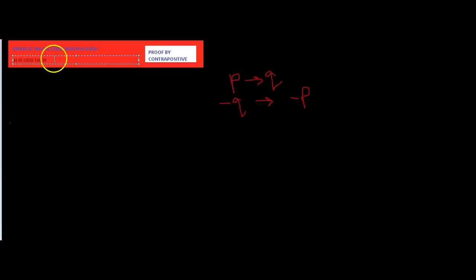Then you take the first statement and the opposite. So 5n plus 3 is not odd, so it's even. So this is what I'm going to prove. Now if I do this, you'll see I can do it. So that's proof by contrapositive.